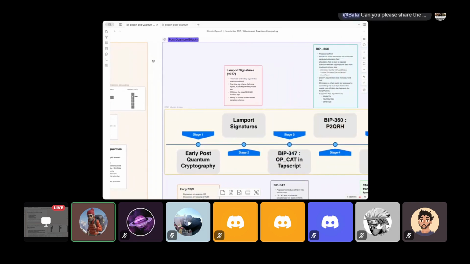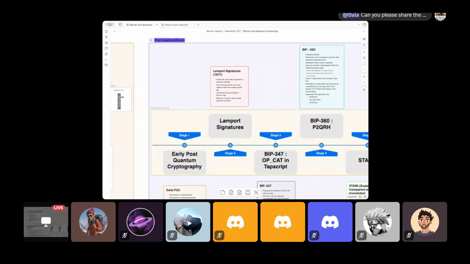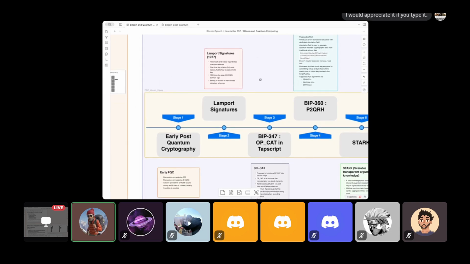Okay, so now let's move on to the post quantum tech that is available to us. This has evolved over a lot of years. It's not something new. People have been working on post quantum stuff for a long time. It can be traced back to Satoshi himself.